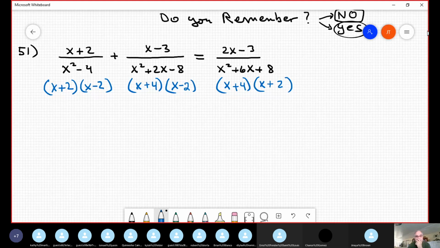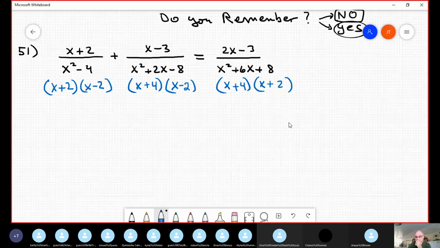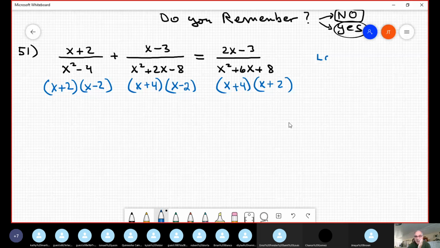What is the next step? Find the LCD. Find the least common denominator. And what is the least common denominator?